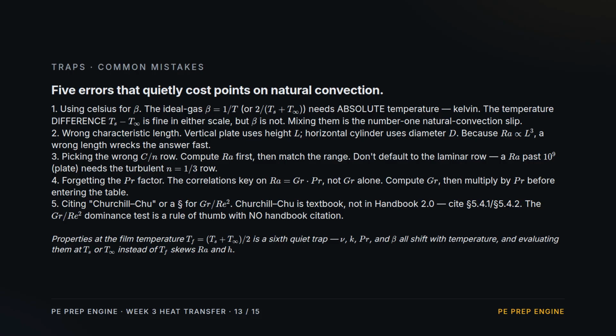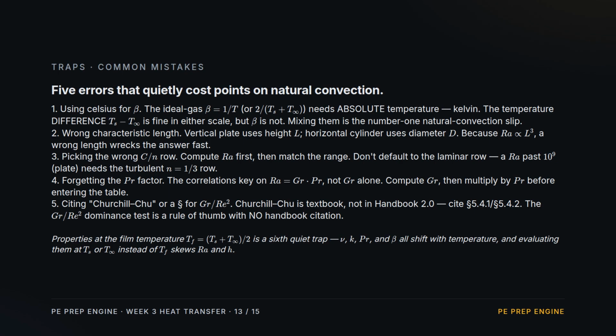5 traps that quietly cost points. 1. Using Celsius for beta. The ideal gas beta needs absolute temperature, Kelvin. The temperature difference is fine either way, but beta is not. Number 1 slip. 2. Wrong characteristic length. Vertical plate uses height L, horizontal cylinder diameter D, and since Rayleigh scales with length cubed, a wrong length wrecks the answer fast.